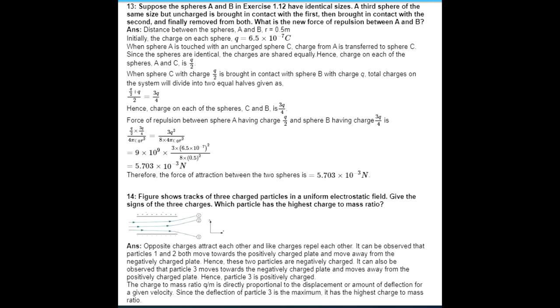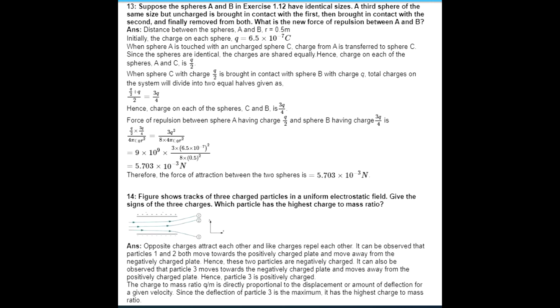Question 14. The figure shows tracks of 3 charged particles in a uniform electrostatic field. Give the signs of the 3 charges. Which particle has the highest charge to mass ratio?